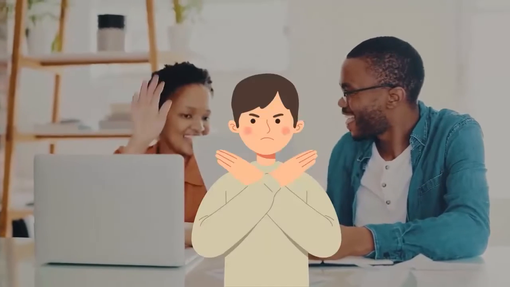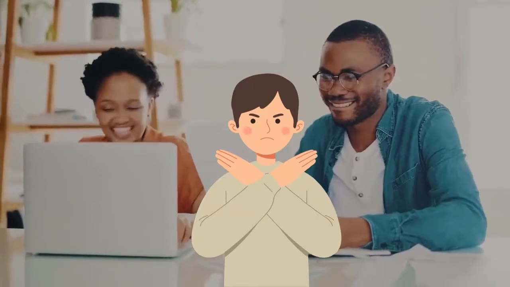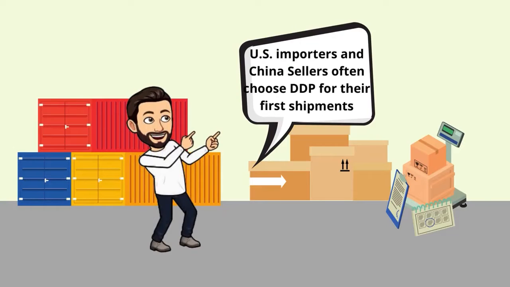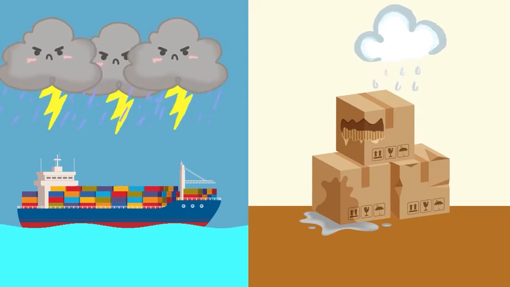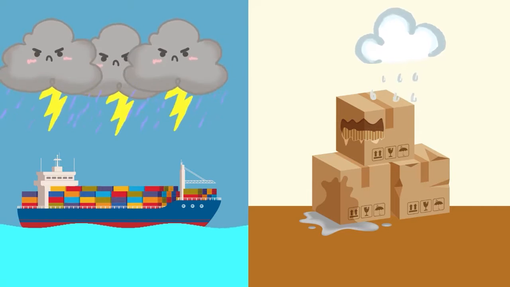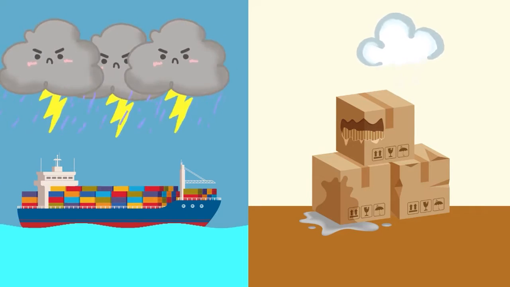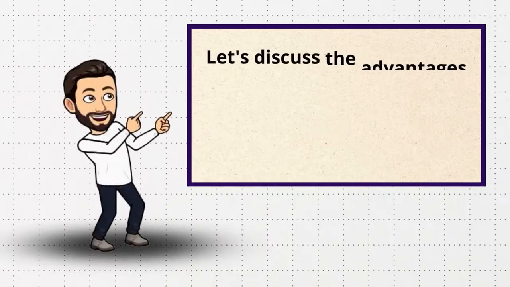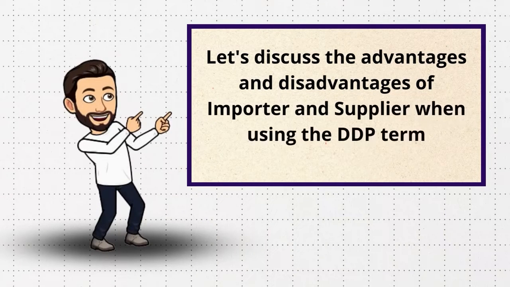Is DDP the best trade term ever for a buyer? Let me stop you there. When it comes to Incoterms, US importers and China sellers often choose DDP, Delivered Duty Paid, for their first shipments. Until something goes wrong, most businesses are unaware of the negative consequences that can come from using DDP. Let's discuss the advantages and disadvantages for importer and supplier when using the DDP term.